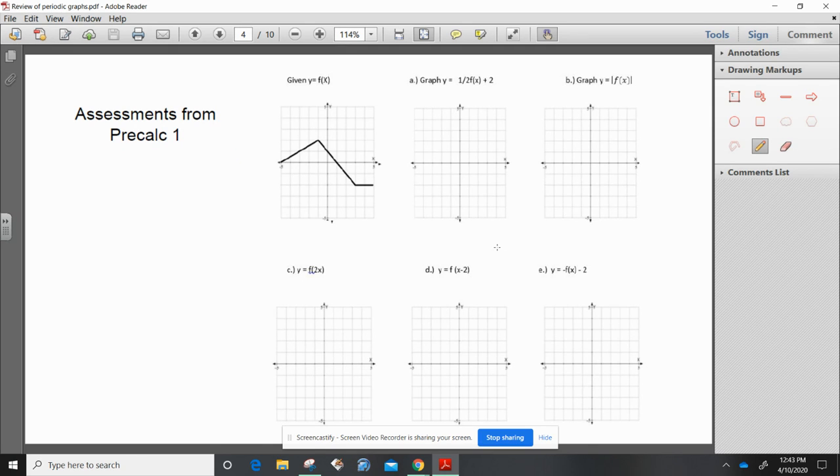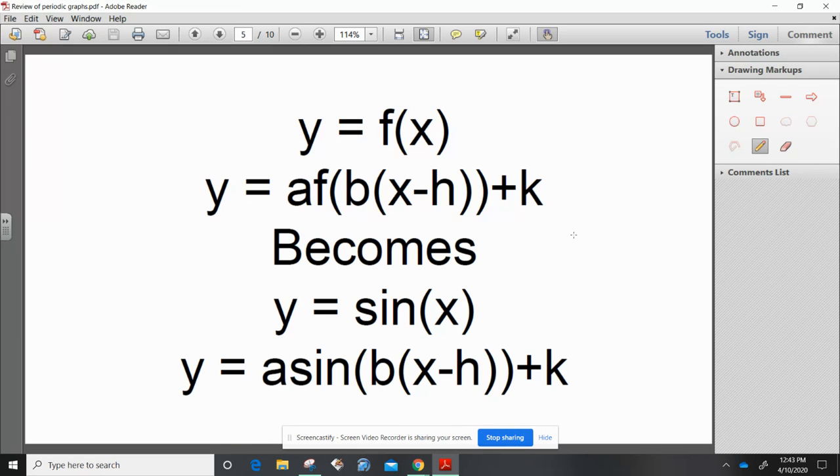Pre-calculus 1 from last semester, it looked like this, where we were just taking this thing and moving it to the right 2, down 2, that type of thing. So the only thing that's changed now is that instead of f of x being a parabola or something, it's just going to be this wave, like y equals sine x and y equals cosine x. And you can do the same exact things that you did to it before, where I can vertically stretch it, I can horizontally stretch it, I can move it to the right or left, or I can move it up or down.